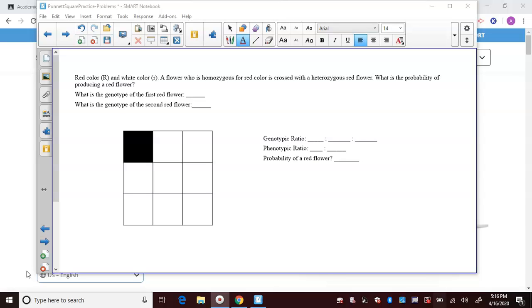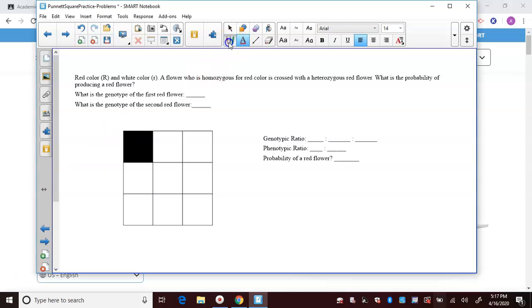All right, so our next example is a little bit more difficult than the first one we just did because they don't give you the genotypes of the parents. You have to read what is given and then figure out the genotypes yourself. In this case, they say red color, capital R, and white color, lowercase r. That means red is going to dominate over white. So a flower that is homozygous for red color is crossed with a heterozygous red flower.